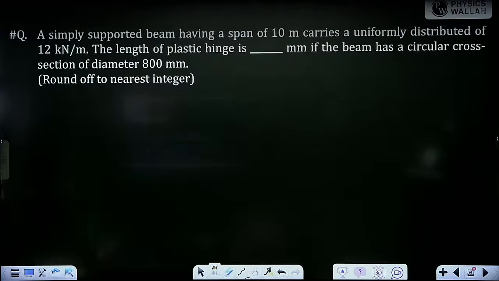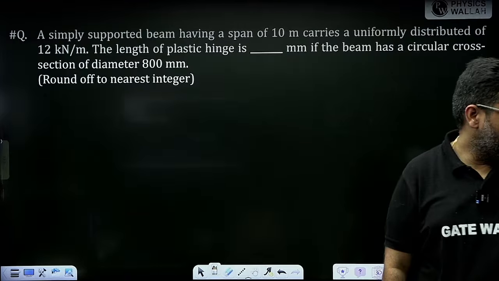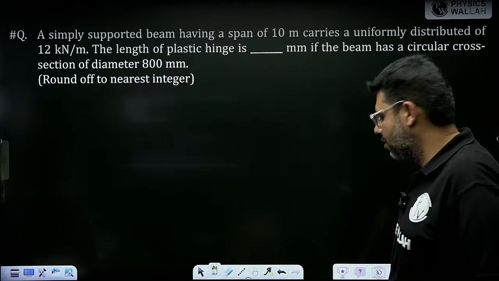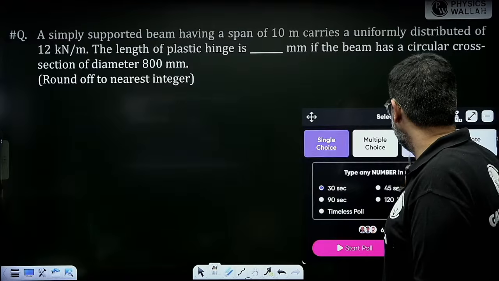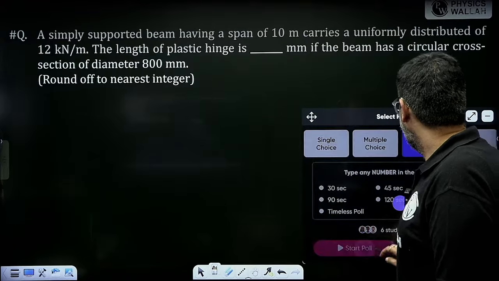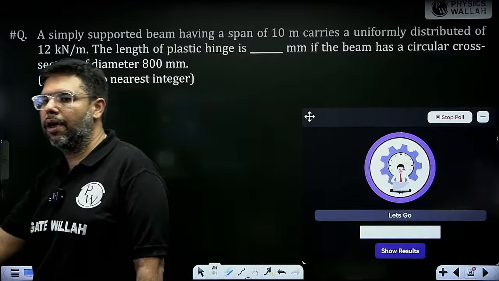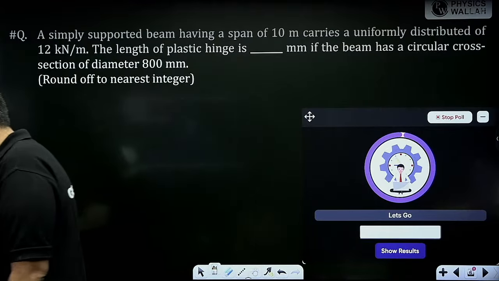Very simple question. Please try to solve this. If you know the formula, then only you will find the answer. Rounded off to the nearest integer, so give your answer as an integer here. Do it fast. Timing's running out. Waiting for answers.